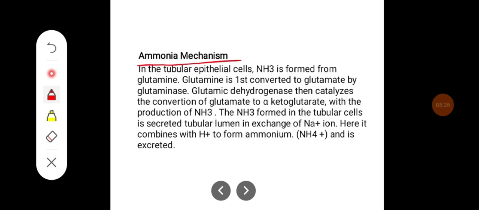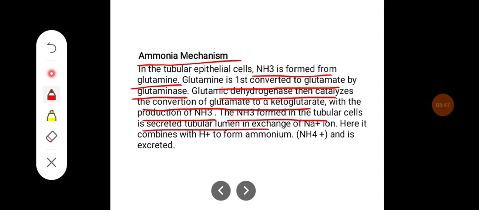Ammonia mechanism. In the tubular epithelial cells, NH3 is formed from glutamine. Glutamine is first converted to glutamate by glutaminase. Glutamic dehydrogenase then catalyzes the conversion of glutamate into alpha-ketoglutarate with the production of NH3. The NH3 in the tubular cells is secreted into the tubular lumen in exchange for sodium ion. Here it combines with H+ ions to form ammonium, and it is excreted.